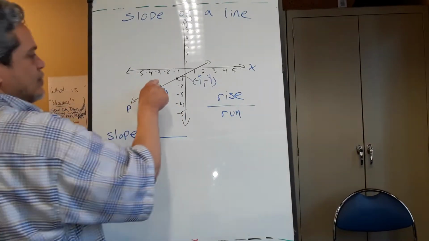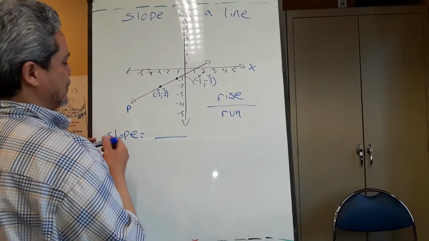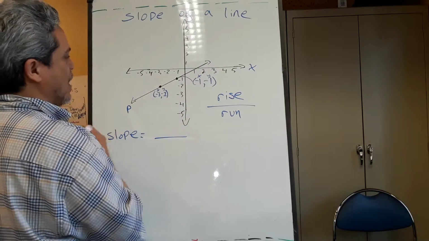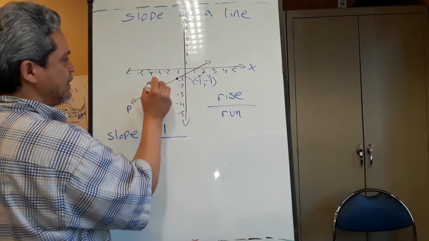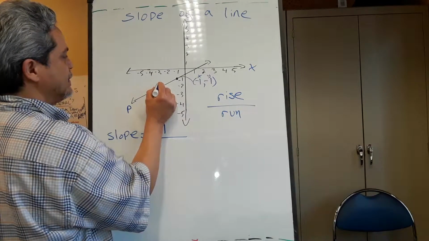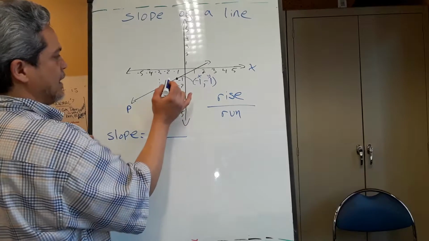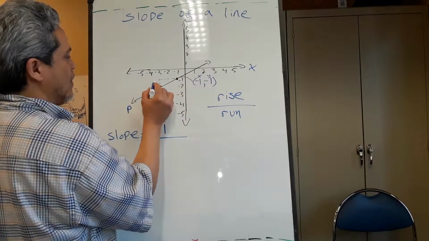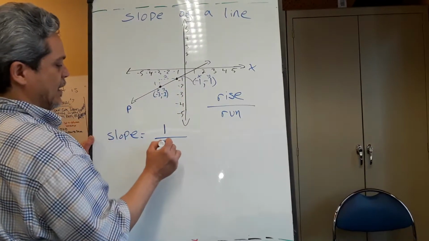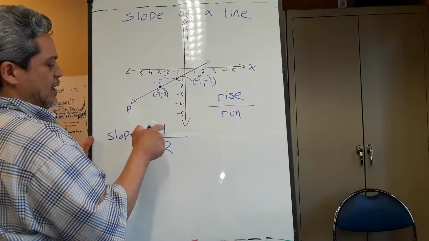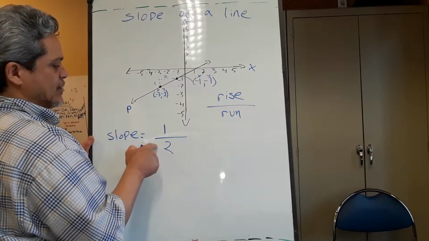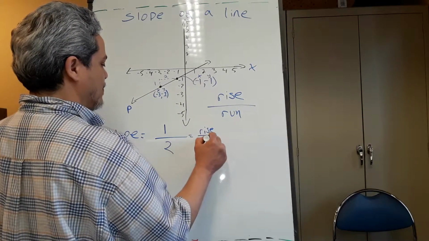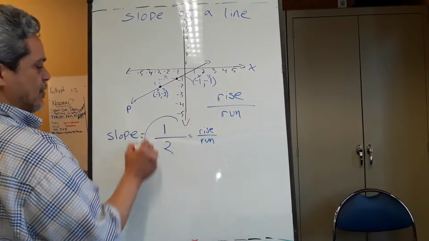Now, to get from this point to that point, you will go up. You're at -2, so you will go up 1. So the rise is 1. And then to the right, 1, 2. So 1 rise and 2 to the right. Your rise is going to be 1, and your run is going to be 2. Rise over run, so your slope is going to be 1/2.